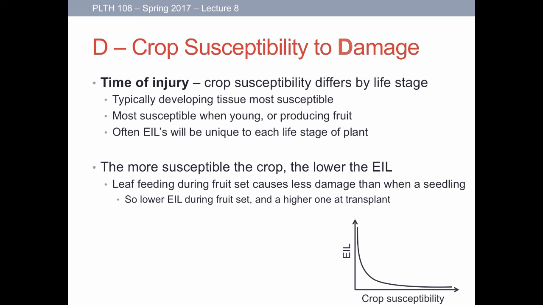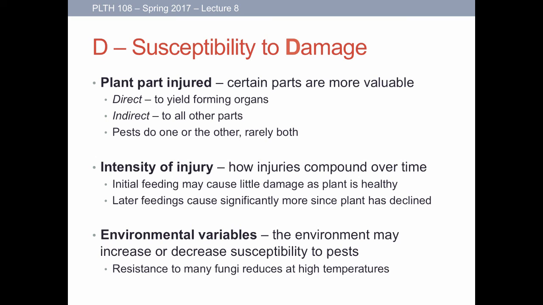All right, and so susceptibility to damage has a little bit more to it. This kind of damage can also be associated not just with a particular growth stage. It may depend on the part of the plant that gets fed on. So this links up to that injury that I talked about earlier, whether we're talking about direct damage to the organ of the plant that we actually harvest and that counts directly towards our yield, versus indirect damage that attacks any part of the plant but the part that we actually harvest.